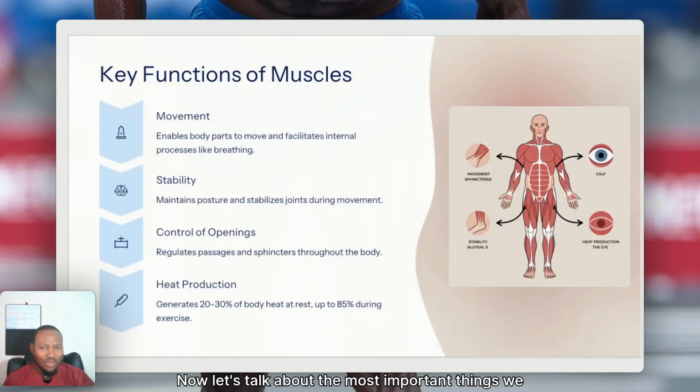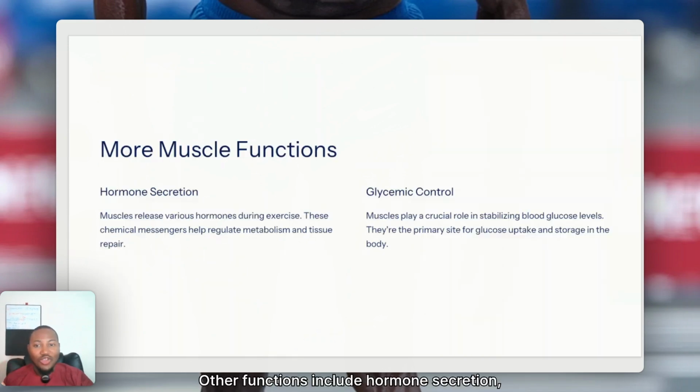Now let's talk about the most important things we have to discuss today. Very brief discussion. There are key functions of muscles, right? Movement, stability, control of openings, heat production, rather. All right? So you have to know the key functions. They will ask you. Other functions include hormone secretion, glycemic control.